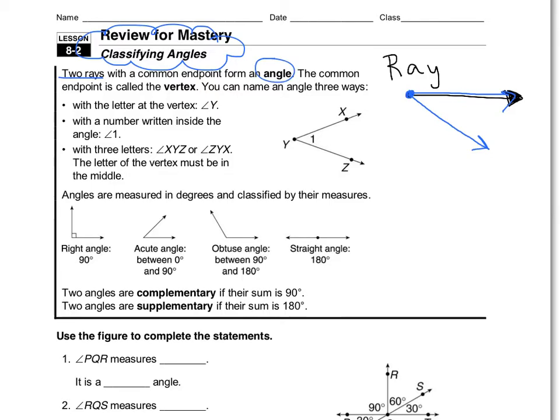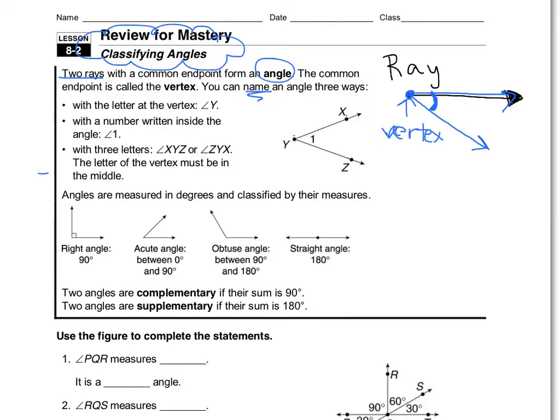I now have an angle right here. So that is what we would measure for that angle. That common endpoint, that dot, that point, that is our vertex. Can you read that? Vertex. Alright, you can name your angle. You can give it a name.